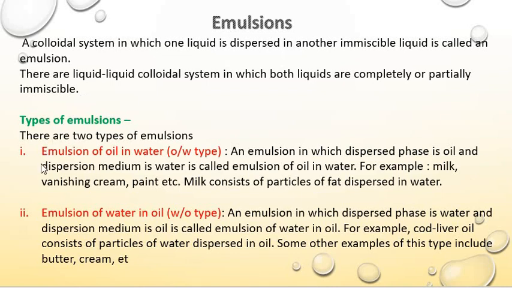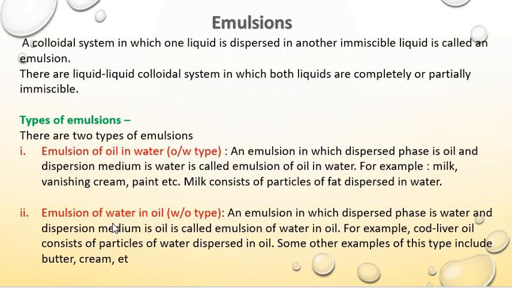Number one, emulsion of oil in water, or O/W type. An emulsion in which the dispersed phase is oil and the dispersion medium is water is called an emulsion of oil in water. For example, milk, vanishing cream, paint.